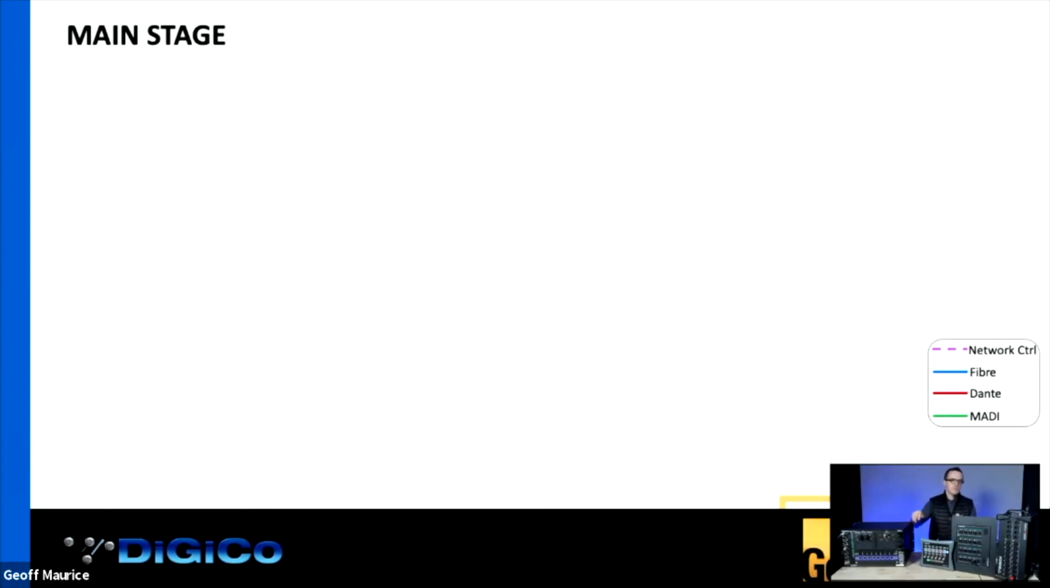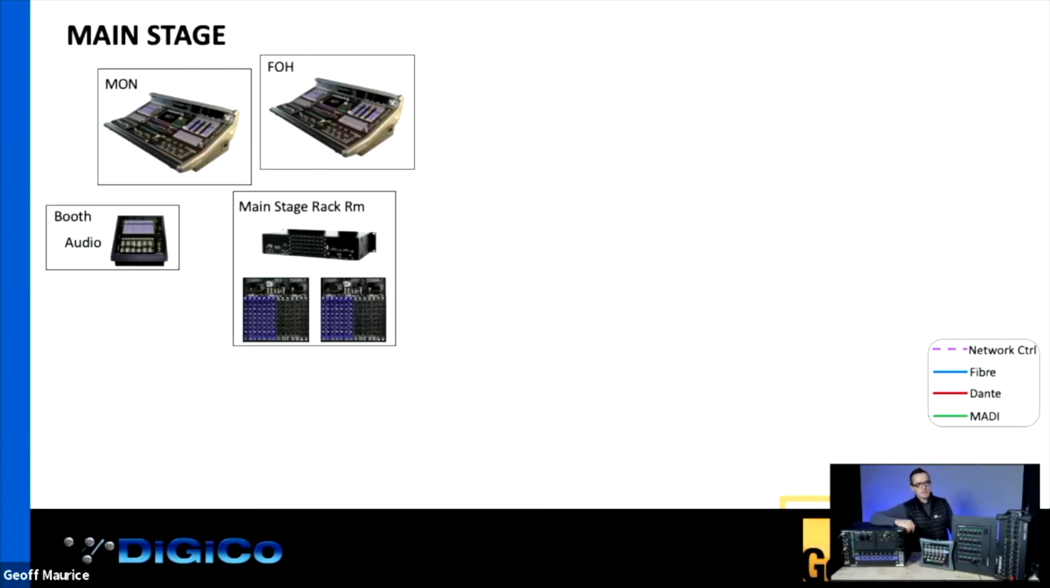So in this particular space, there's a main stage. Currently, there's 2 SD7 consoles. The option of potentially having a booth console and tying in a few optical racks is a normal occurrence. That is done using our Optocore protocol. So that's all fairly straightforward.